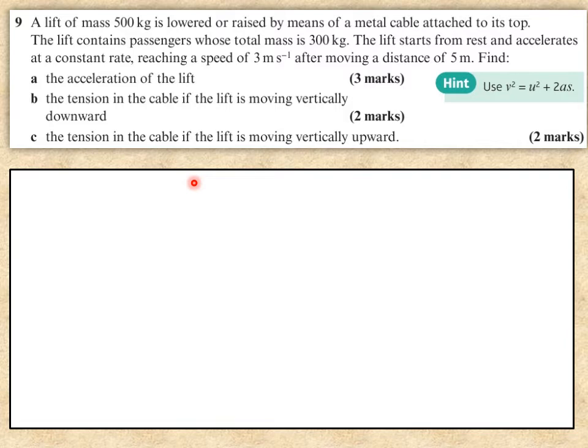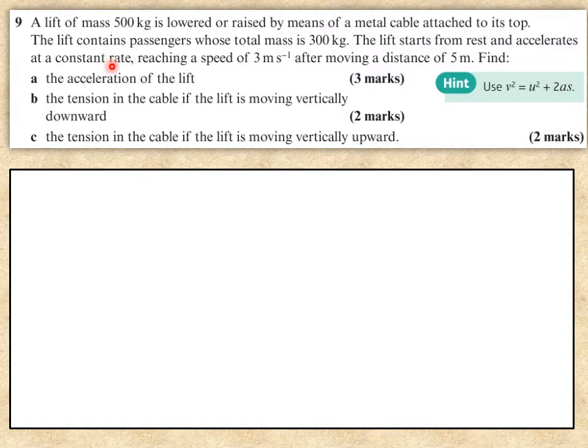The question says the lift of mass 500 kg is lowered, or raised, by means of a metal cable attached to its top. The lift contained a passenger whose mass is 300 kg. The lift starts from rest. Now whenever you see something like this, they're going into kinematics. Starts from rest, so they're giving you initial velocity is 0, and accelerates at a constant rate.